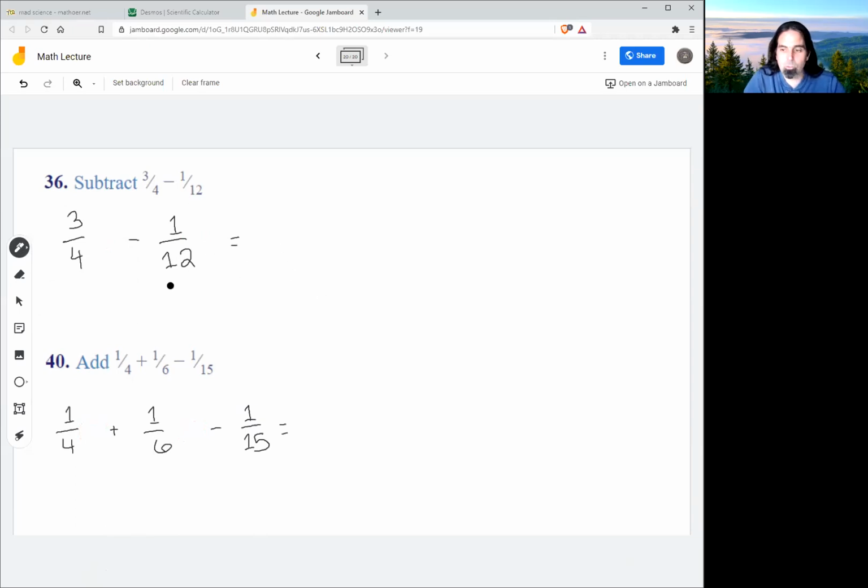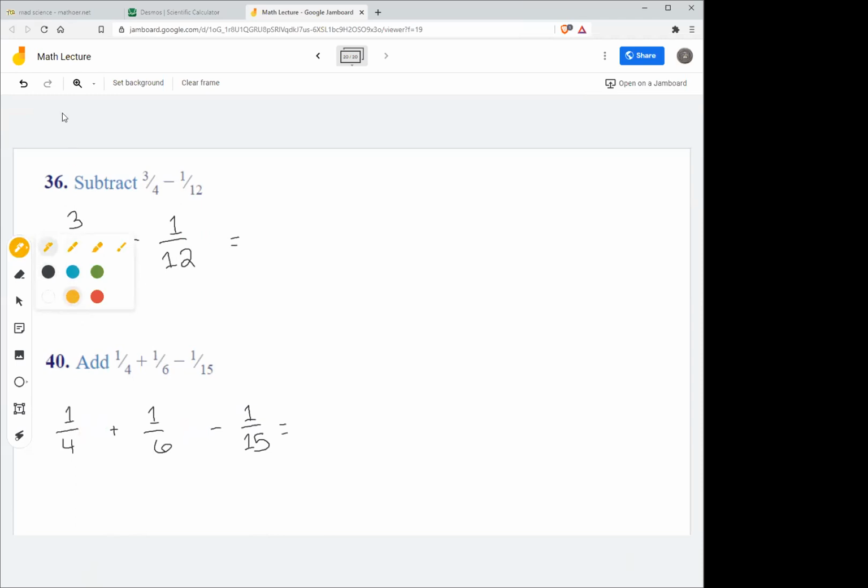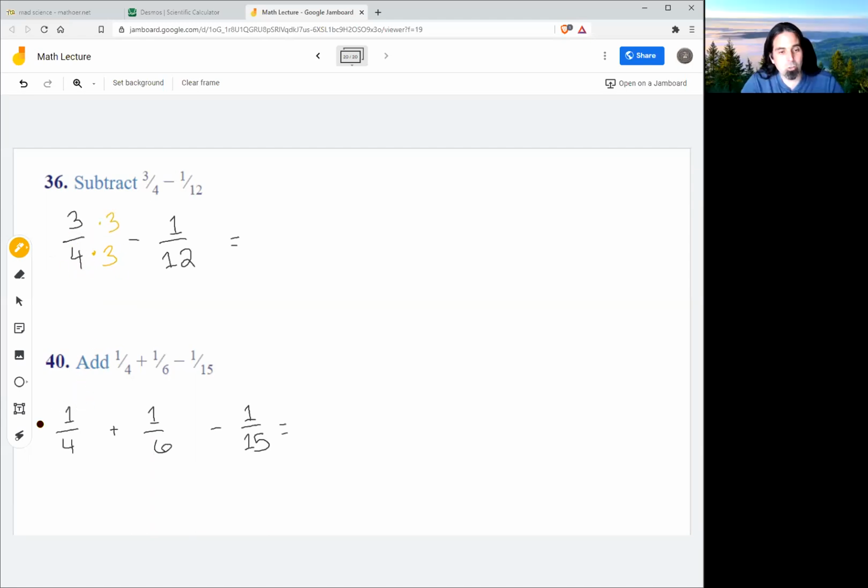Okay, I'm resuming the recording. What do people do for the top one? Multiply the top and bottom by 3 on 3. Mhm. This was a case where we could change one denominator to completely become the other one. We got 9/12. Now it's minus 1/12. So how do I finish?